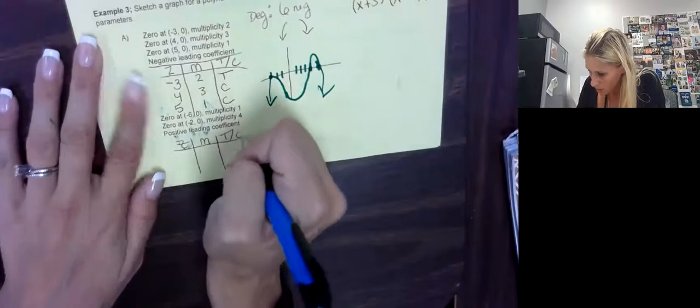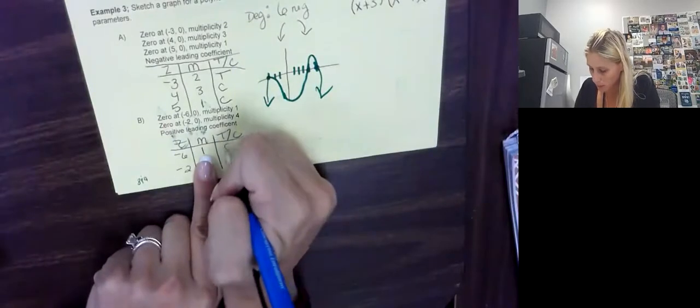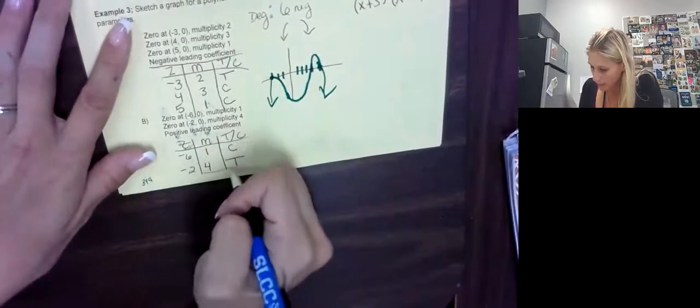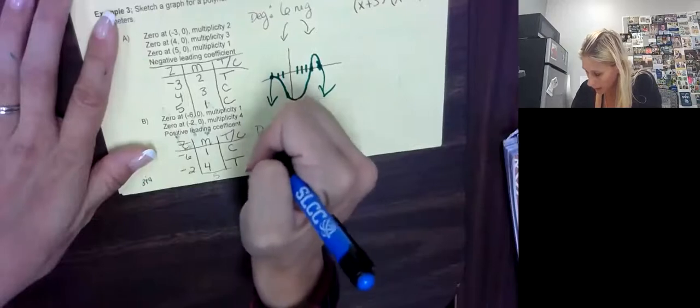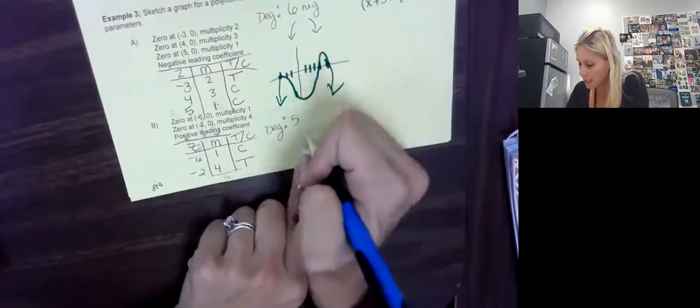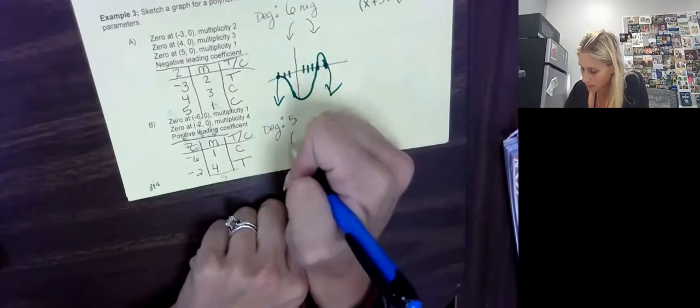So even though I don't give you a table, that table is a great thing to organize yourself. So we have a 0 at -6 and at -2, multiplicity of 1, multiplicity of 4. So remember, odd multiplicities we cross, even multiplicities we touch. If I add these up, I get 5. So I know the degree is 5. And it says positive leading coefficient. So when I think of a positive odd degree, my left side goes down, my right side goes up.